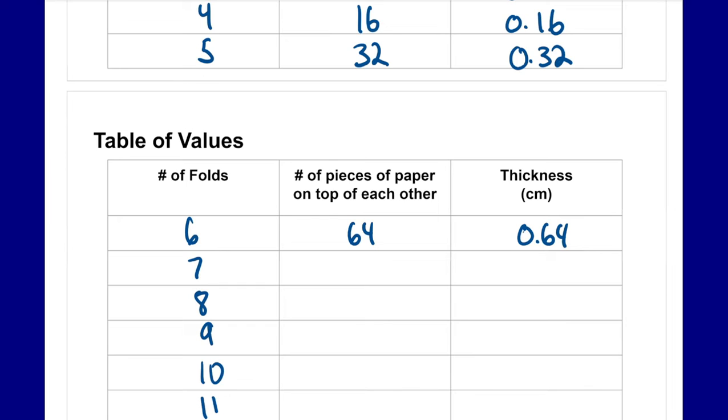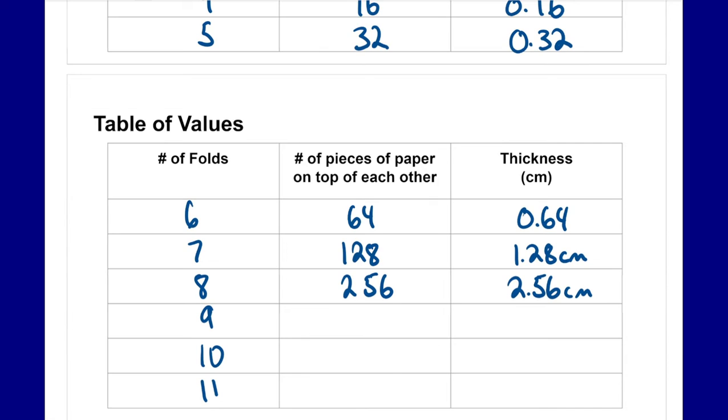So we're almost at a centimeter thick. We fold it again, we get 128, so 1.28 centimeters thick. So now we've passed 1 centimeter after 7 folds. 128 times 2, we double it, right? Fold it over. 256 pieces of paper, so now we're at 2.56 centimeters.